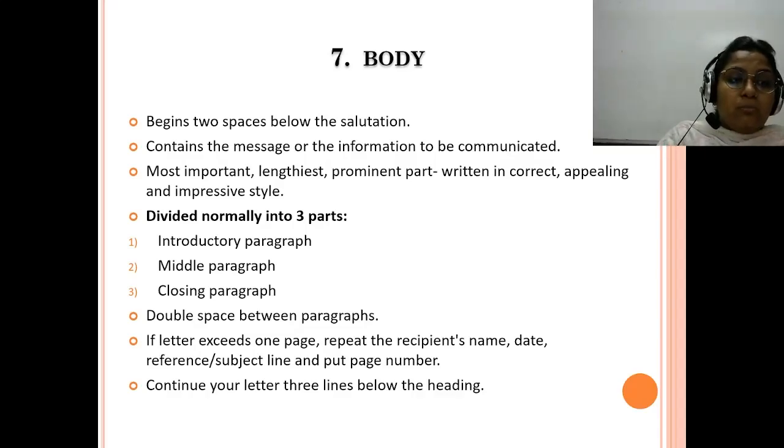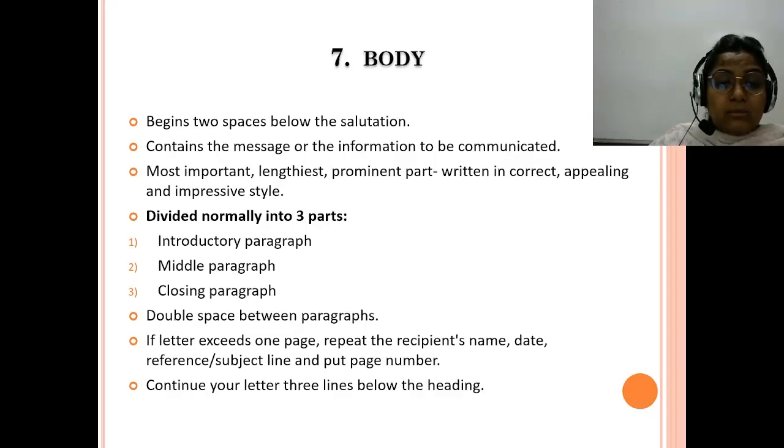Okay, so basically what is a body? It begins two spaces below the salutation part. It is the most important and lengthiest part, and it should be written in a correct, impressive style. We can divide the body into three parts. First is your introduction, second is your middle paragraph, and last is where you close your information.